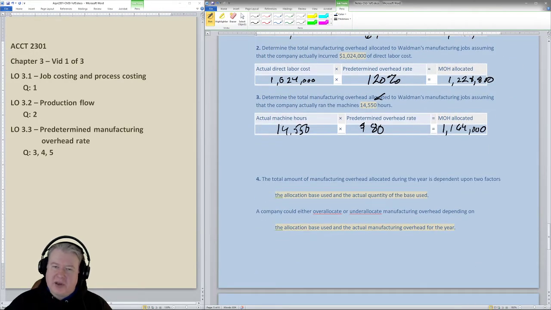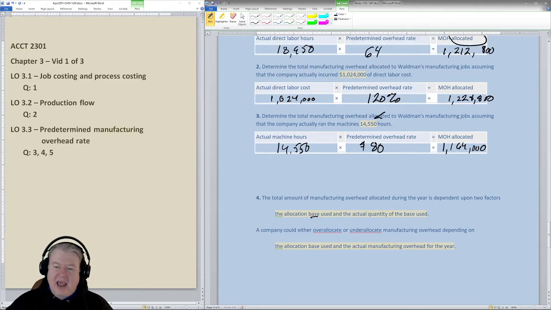And so the question in the homework actually has a little bit of extra things. So I've kind of highlighted here. The total amount of manufacturing overhead is dependent upon two factors: the allocation base used, whether you used machine hours, labor cost, or labor hours, and the actual quantity. This is super important. It's what you chose as the cost driver and how much it actually was.